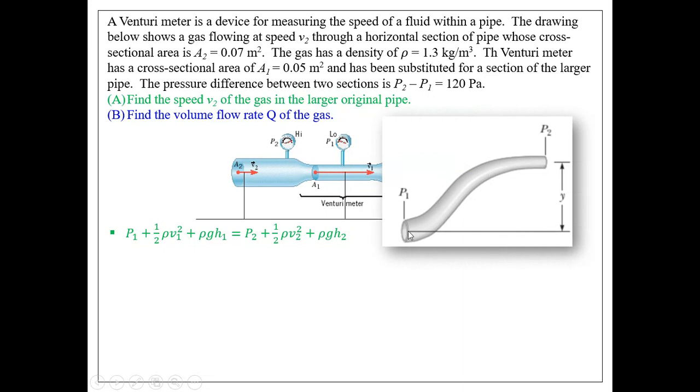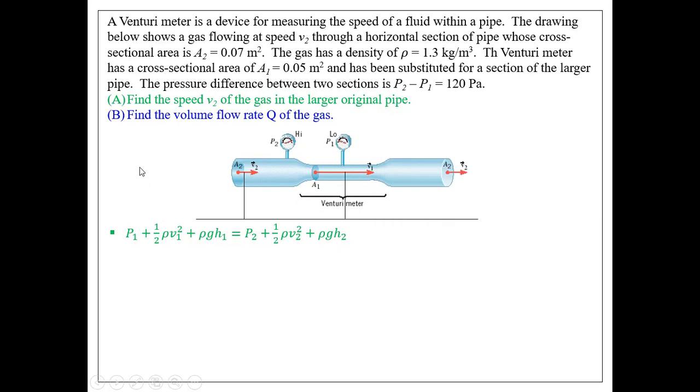Unlike problems where it goes from low to high, this problem just goes from left to right at the same height. Because of that, I'm going to cross out rho g h1, since h1 in this case is the same as h2. So understand when to cross rho g h out, and understand when not to. This one I can because the starting height at the cross-section area A2 is the same height as the cross-section area A1 according to the diagram.